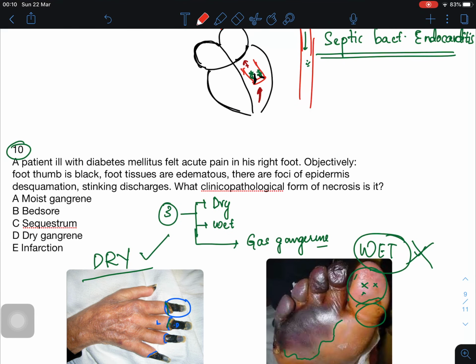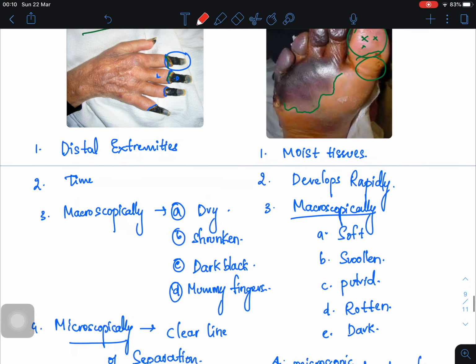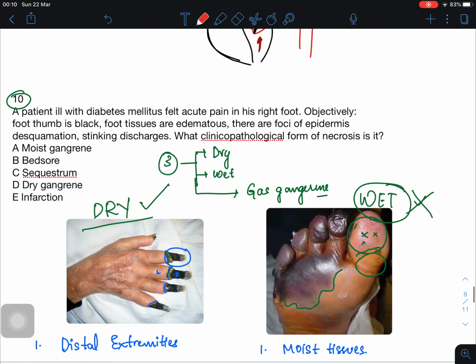But anyways, this patient with diabetic foot, obviously what type of gangrene here? Diabetic foot, he'll be having moist gangrene.